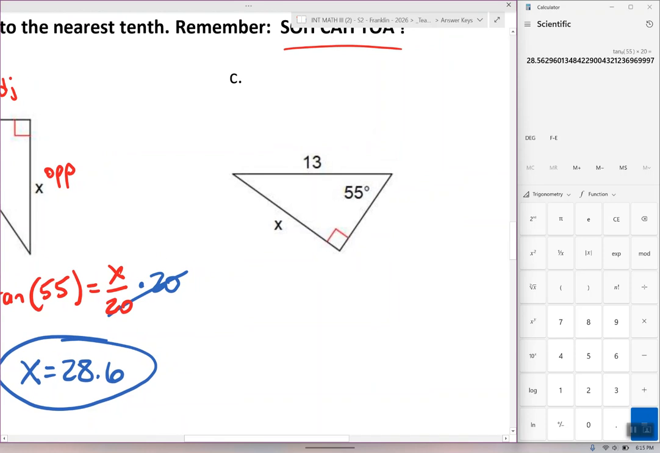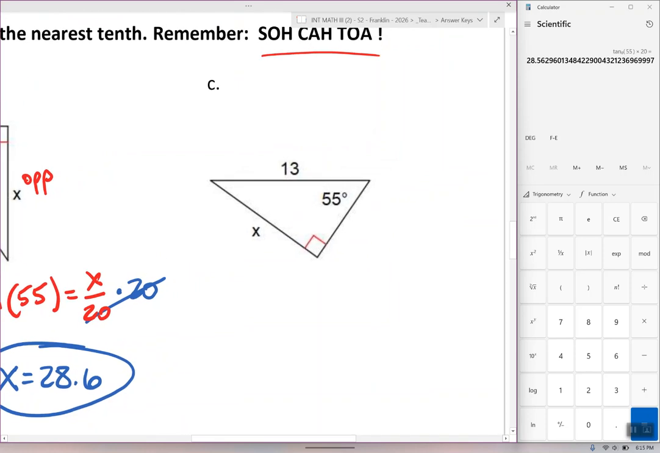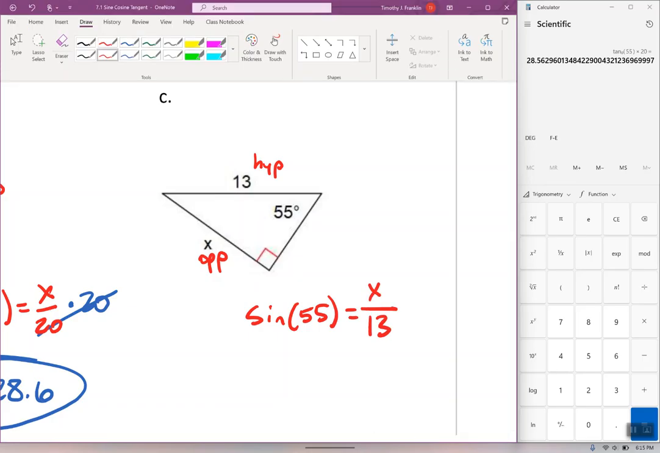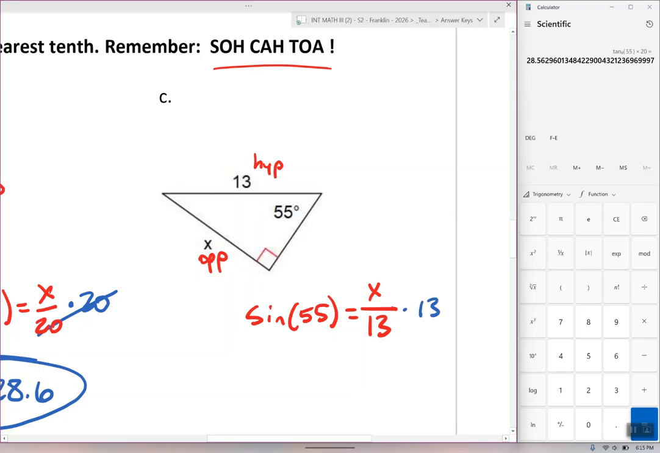Okay, so here we have a side length of x. We have a 55-degree angle over here. This is the hypotenuse, which is 13, and we have our opposite here. So I'm going to use the sine function. Sine of 55 is equal to our opposite, which is x, over the hypotenuse, which is 13. So I need to multiply both sides by 13. So sine of 55, which is 0.819 on and on, times 13 gives us 10.6.